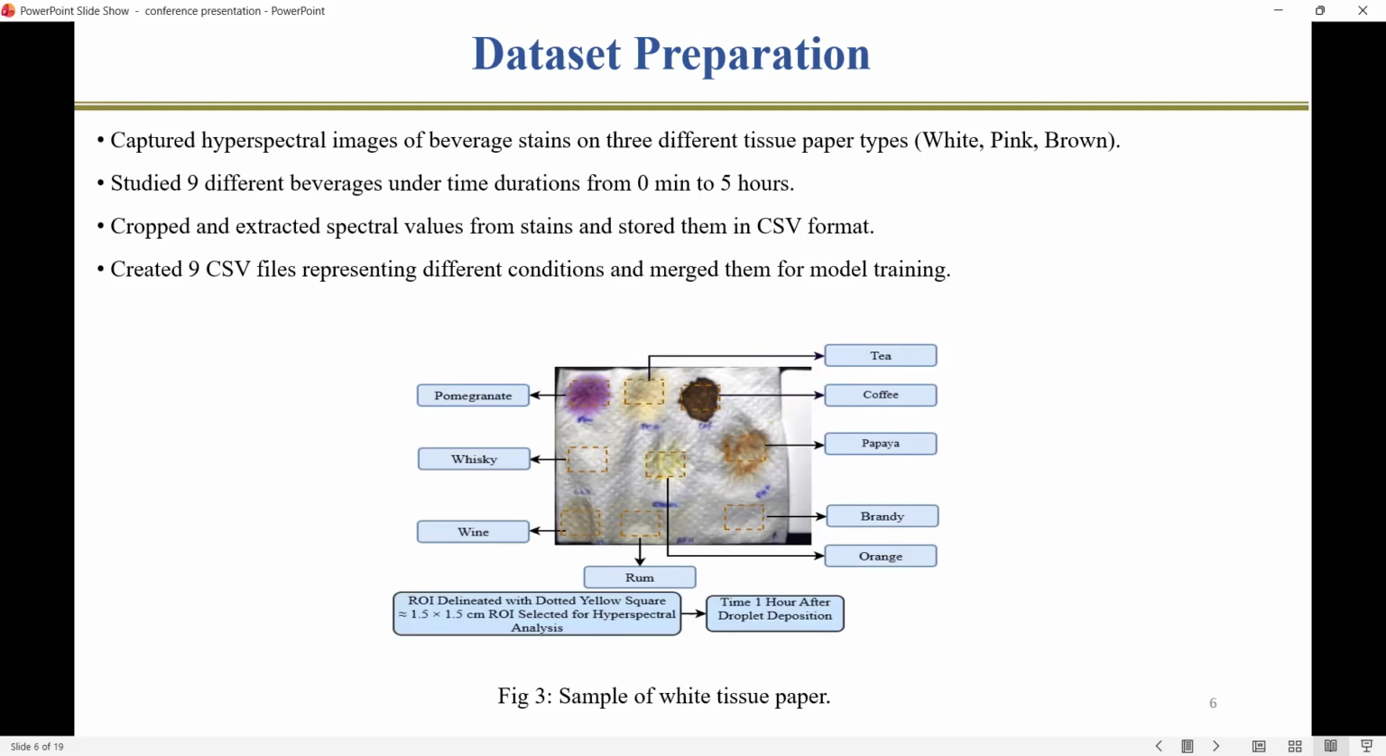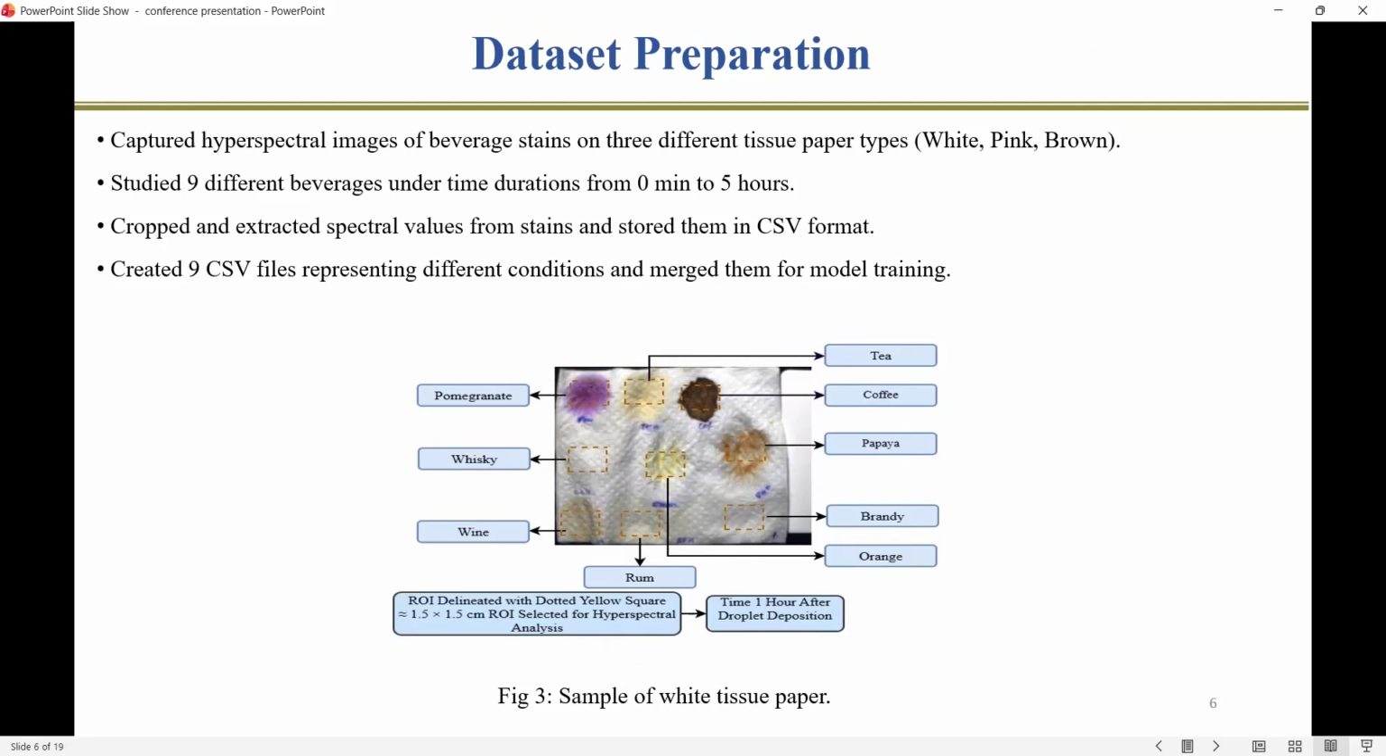From those, we combined the CSV files into a single CSV file. That data we used for training and for our experiments. In the figure below you can see a sample image of white tissue paper.